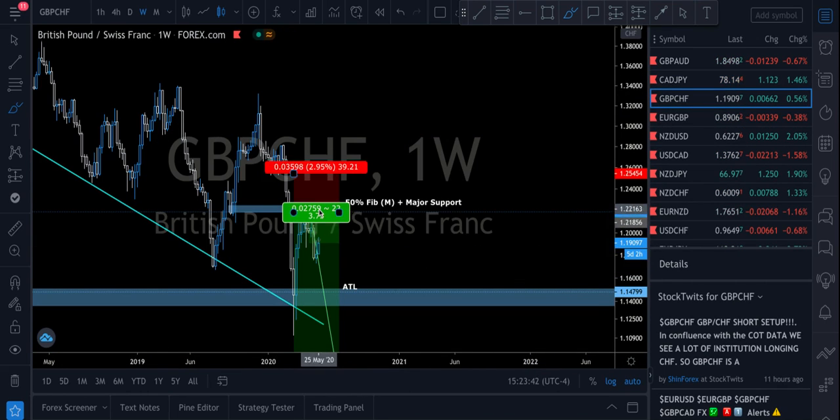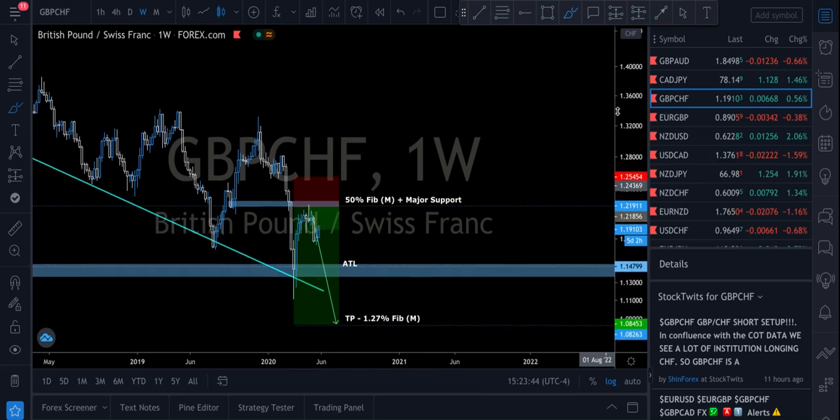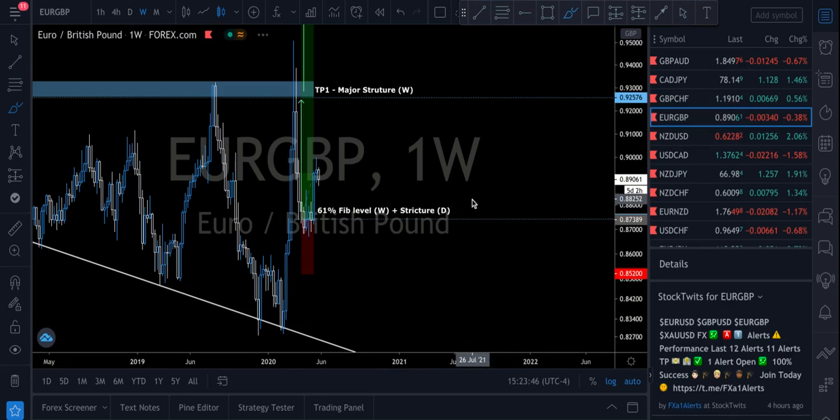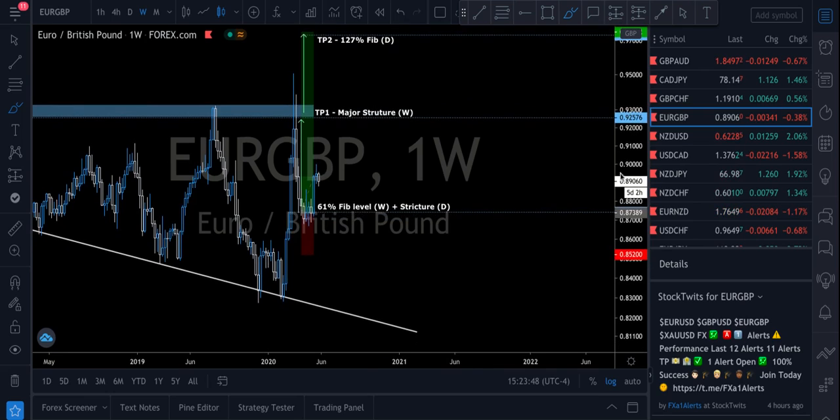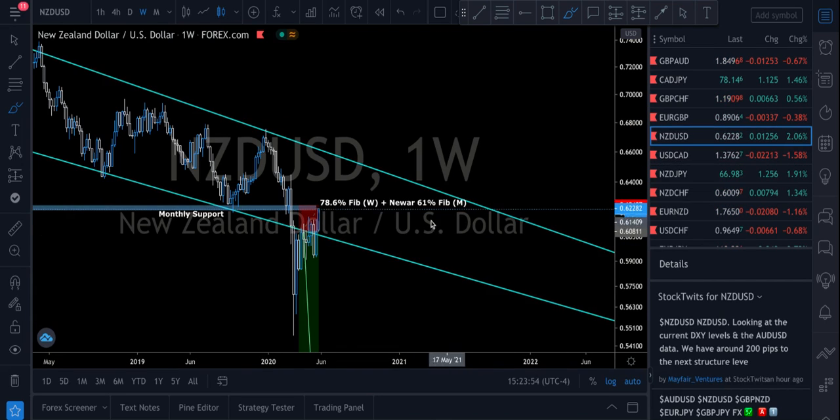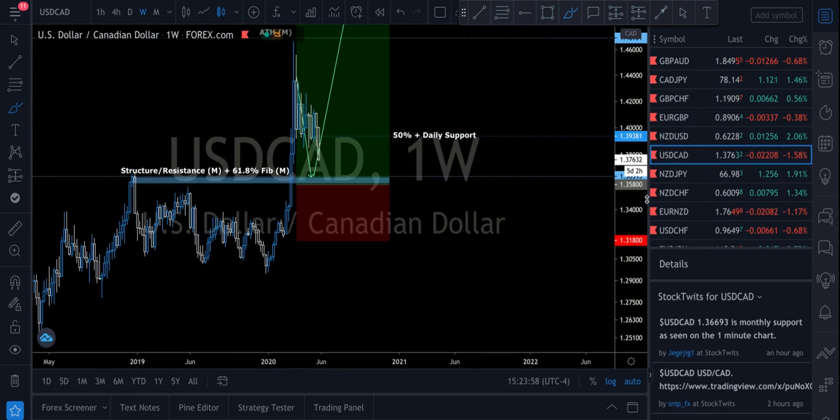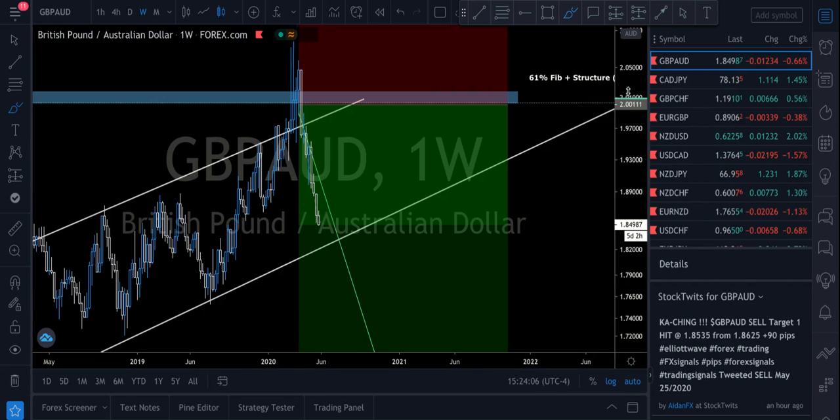Pound Swiss franc is already at a break-even point for us because we've been on this one. And then Euro Pound is another one that's at a break-even point. I've been calling these ones for the last couple of weeks, and they've finally come into fruition. And we have New Zealand, which is about to hit stop loss, and then USD CAD, which is about to enter towards our entry position. So this is a Pound AUD multi-time frame analysis.